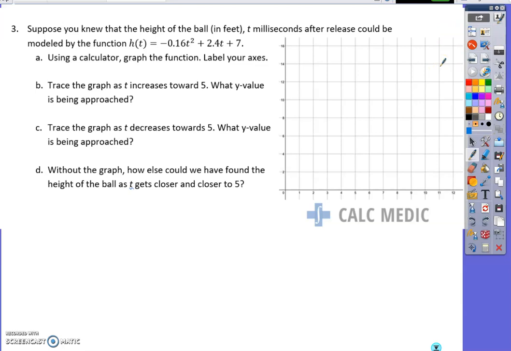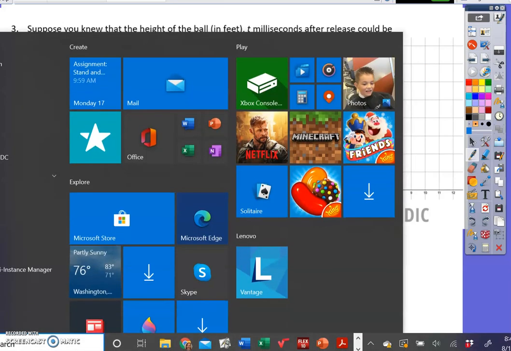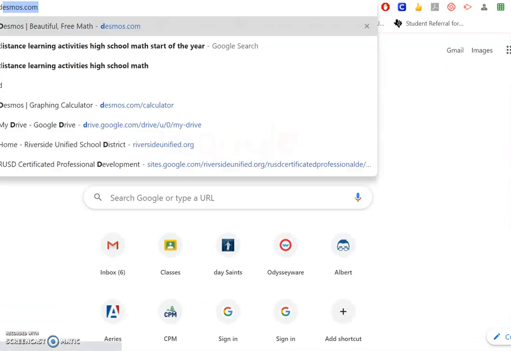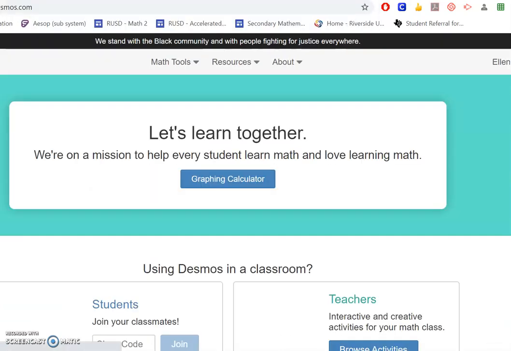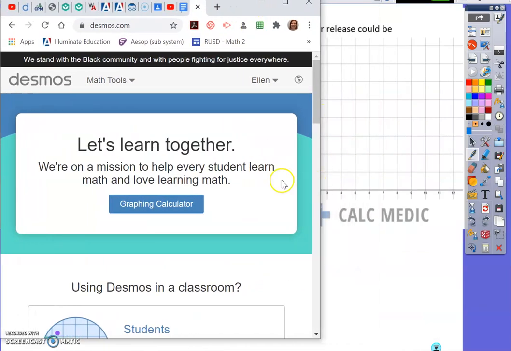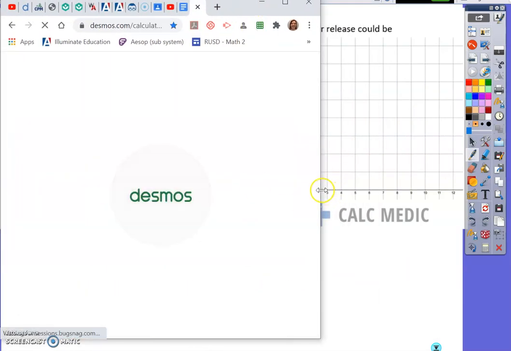Using a calculator, graph the function. So whenever I use a calculator, I'm going to want to use Desmos. So I'm going to go ahead and jump over to Desmos here, and shrink this up a little bit so it fits in here. Graphing calculator.